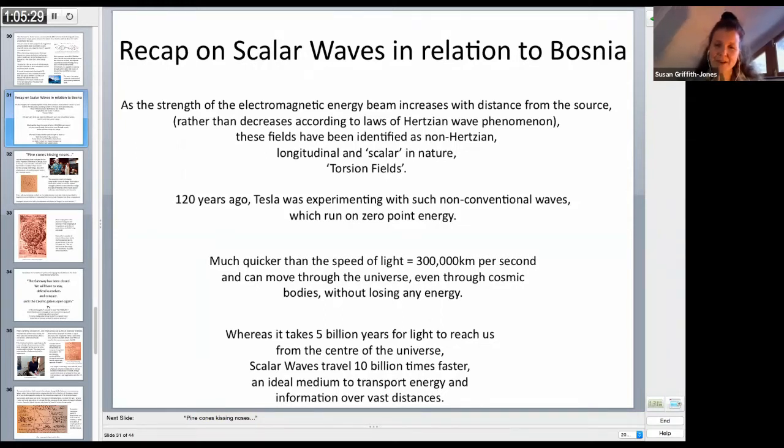The scalar waves are much quicker than the speed of light, which is 300,000 kilometers per second, and they can move through the universe, even through cosmic bodies, without losing any energy. So whereas it takes 5 billion years for light to reach us from the center of the universe, scalar waves travel 10 billion times faster. So they're an ideal medium to transport energy and information over vast distances, which again comes back to this potential of the energy beam coming out of the top of the Pyramid of the Sun and the other pyramids and tumuli in the Bosnian Pyramid complex as having some sort of communication mechanism.